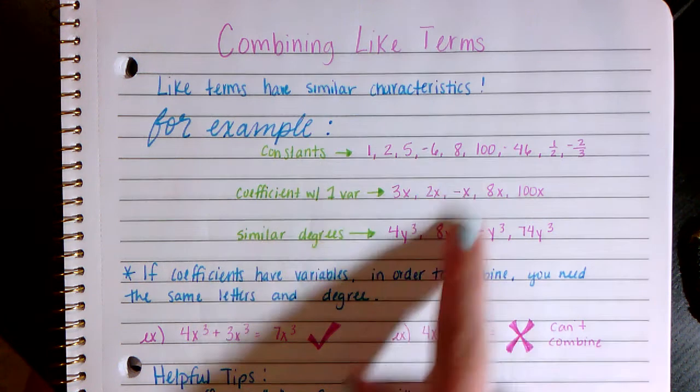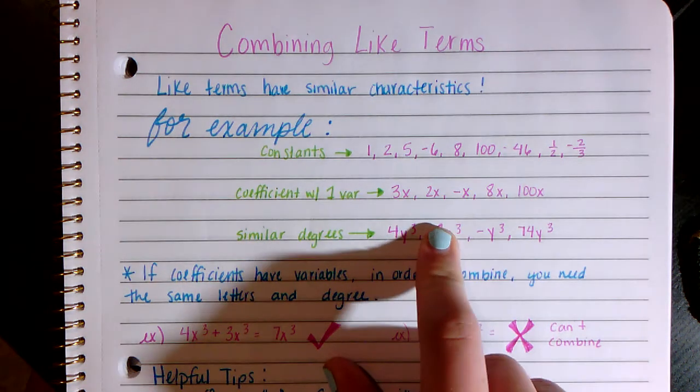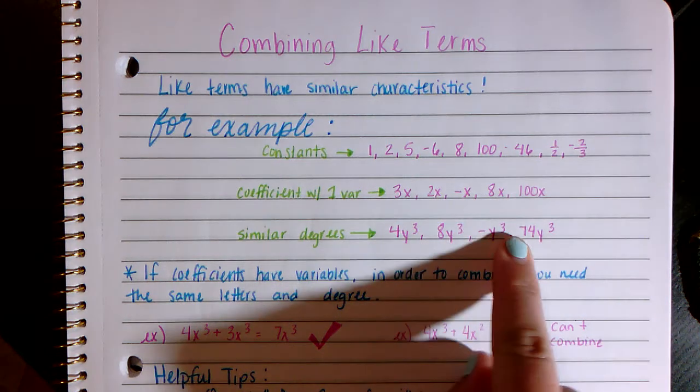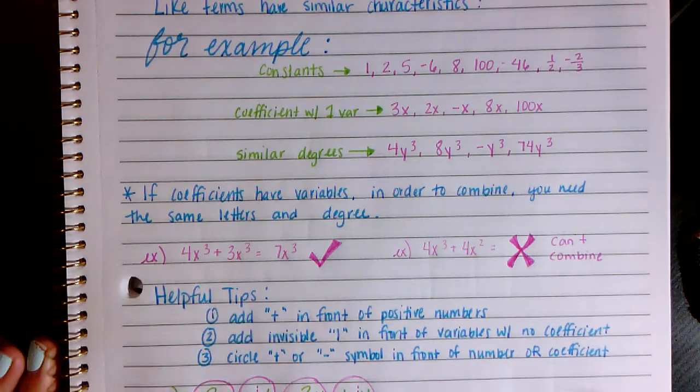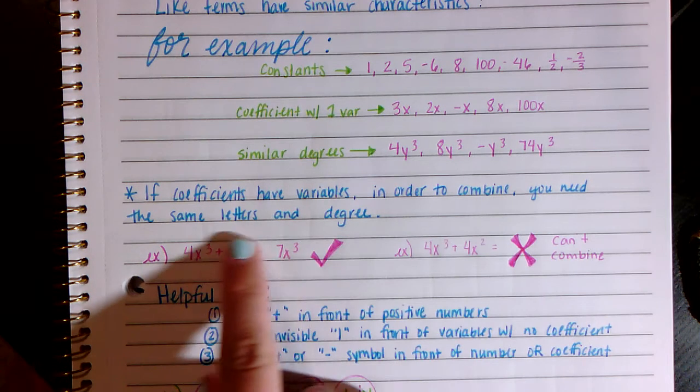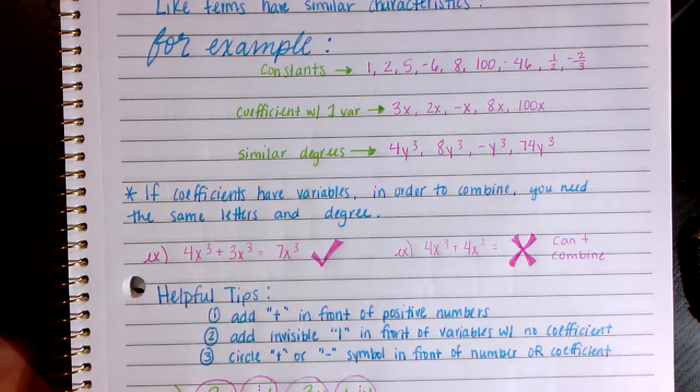And so these are some examples of things that are like terms. All of these are alike, all of these are alike, and all of these are alike. So if the coefficient has variables with it, in order to combine them, they need to have the same letters and the same degrees with them.